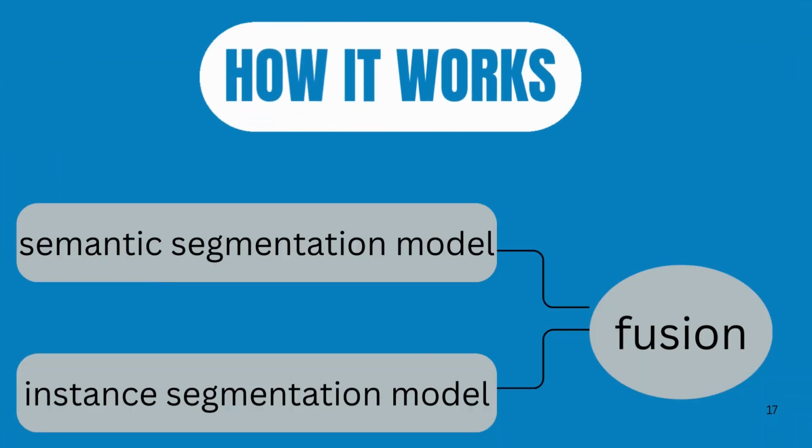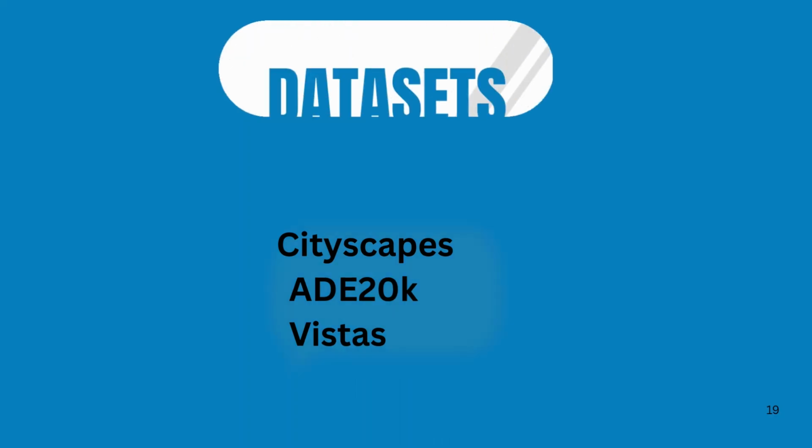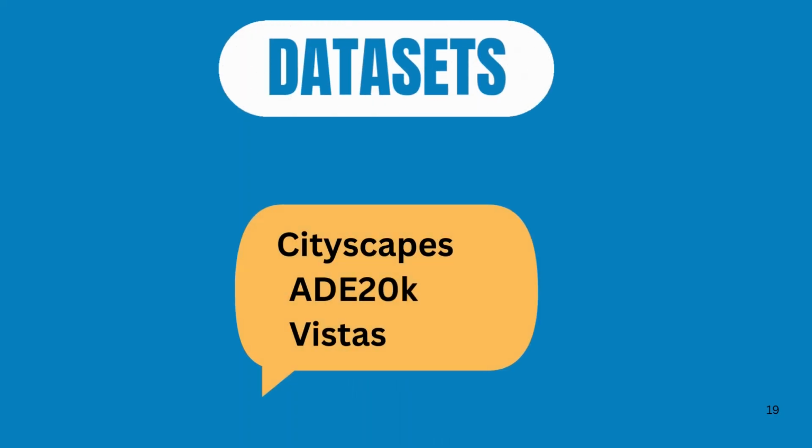How does panoptic segmentation work? It fuses 2 segmentation models. The first is a semantic segmentation model and the next is an instance segmentation model. So each pixel of the image is labeled by either semantic segmentation or instance segmentation. If a pixel is labeled by both semantic and instance segmentation, the priority is for instance segmentation, so we put the instance segmentation label. There are different datasets used, like Cityscapes, ADE20K, and Vistas datasets for panoptic segmentation.